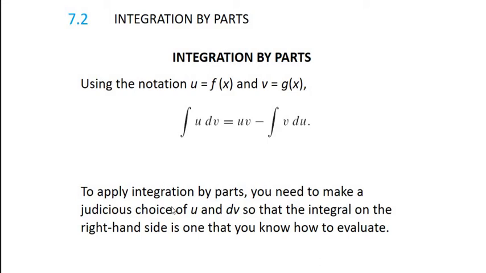To apply integration by parts, you need to make a choice of u and dv, so that the integral on the right hand side is one that you know how to evaluate. What this means is that you have to be careful who you choose as your u and who you choose as your dv. We're going to do examples of these, and I'm going to do another video with an example of these very complicated integrals. But you have to be very careful.